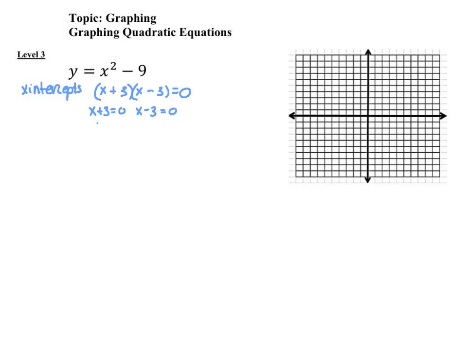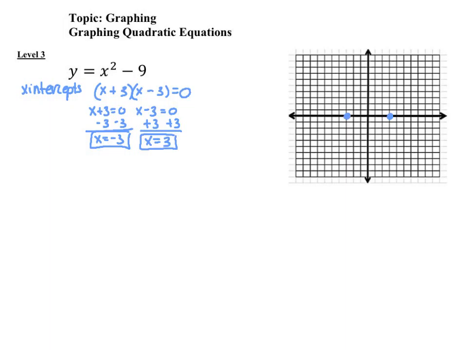Now I need to solve for x. So for the first equation, I'm going to subtract 3 on both sides, and I get x equals negative 3. And for the second equation, I'm going to add 3 to both sides, and I get x equals 3. Now I'm going to put those x-intercepts on my graph. So I'm going to have x equals positive 3 and x equals negative 3.